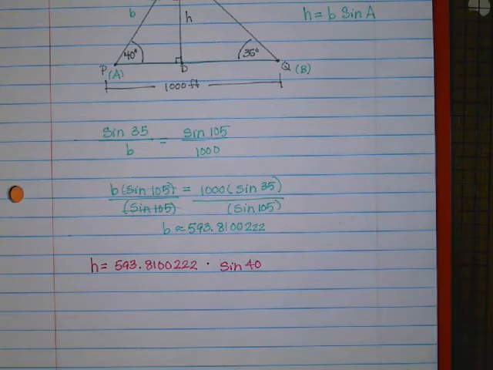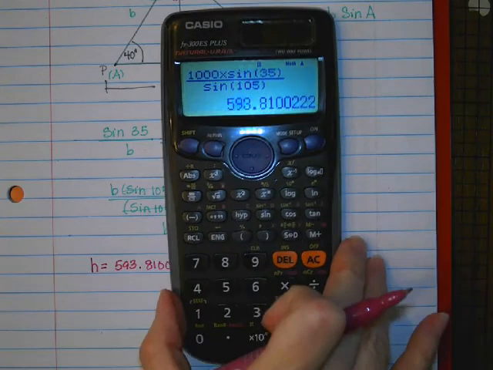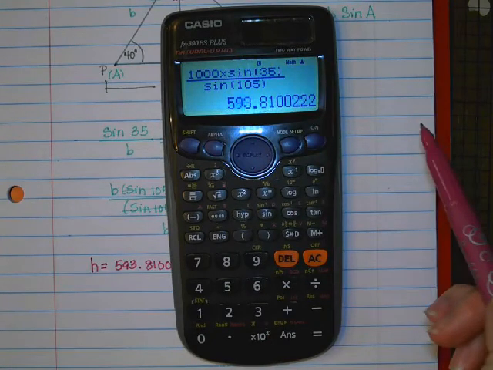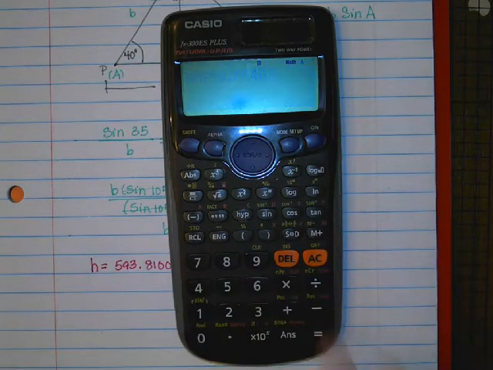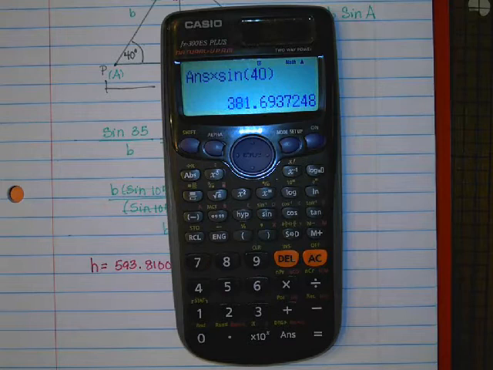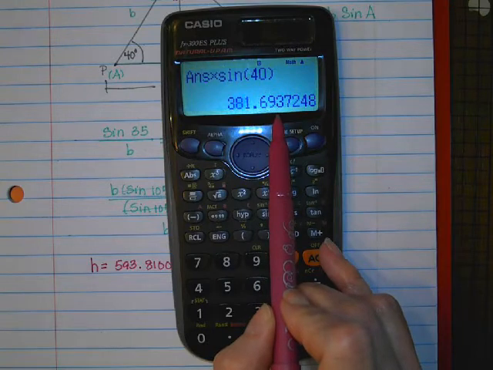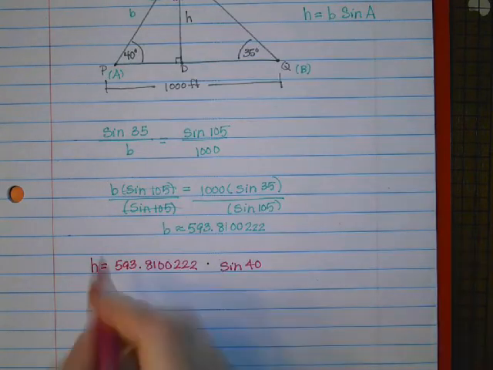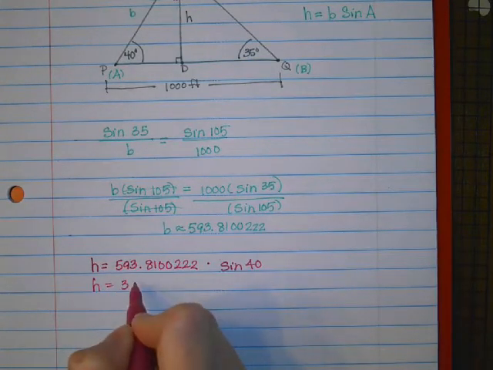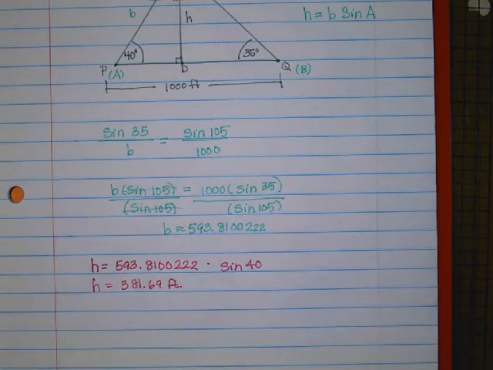So all we got to do is put this in our calculator. Since this is already in my calculator, all I have to do is type in times the sine of 40. I don't have to retype it, it's already there. And then I'm going to round this to 2 decimal places. The 9 is my second decimal place, the 3 to the right is not 5 or bigger, so it stays. So my answer would be 381.69, so my height would be equal to 381.69 feet. Alright, that is our second example. We only have one more to go.